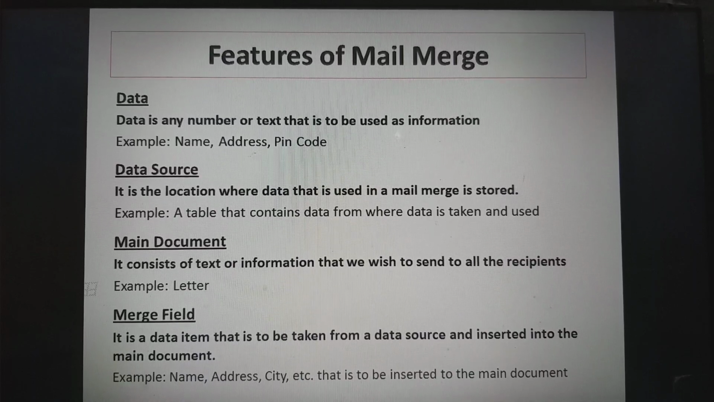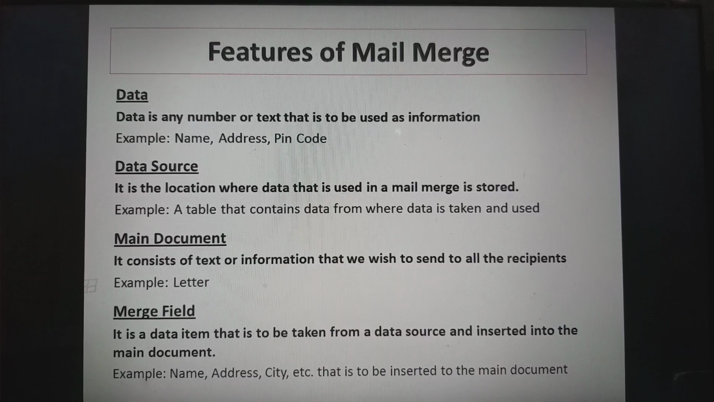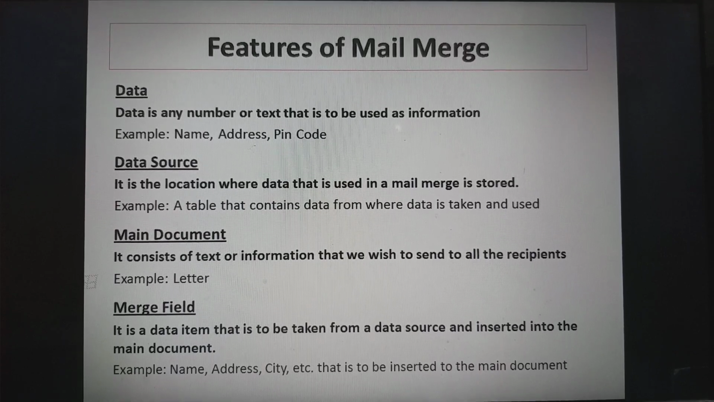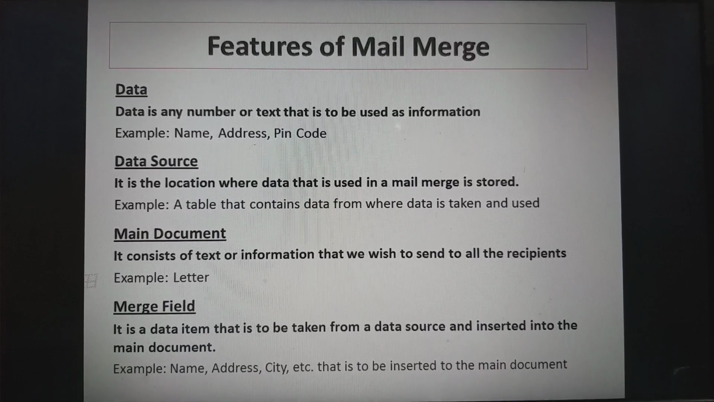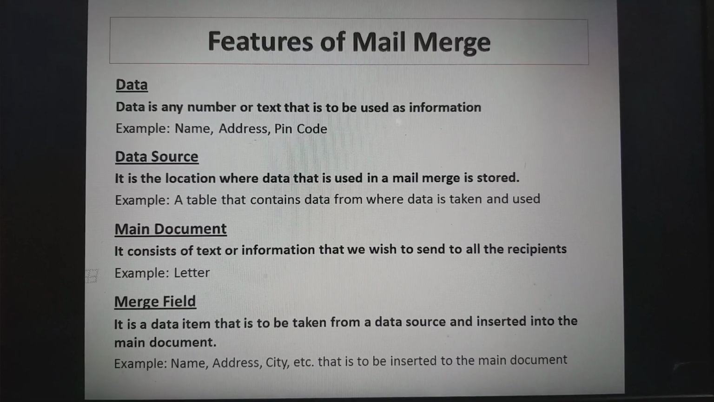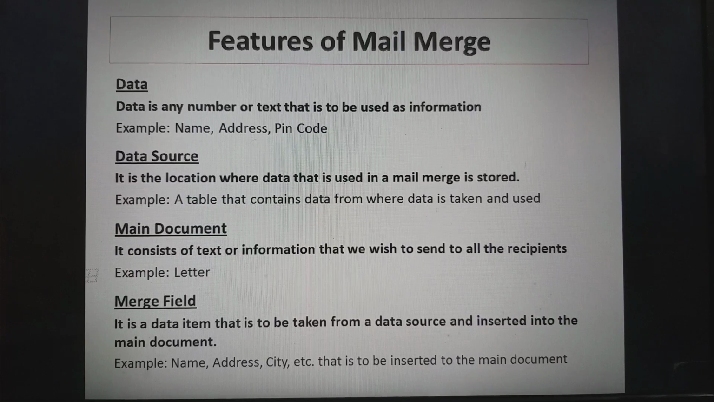Data source. It is the location where data that is used in a mail merge is stored. Example, a database in the form of a table that contains data from where data is taken and used is a data source. Main document. It consists of text or information that we wish to send to all the recipients. Example is simple letter.